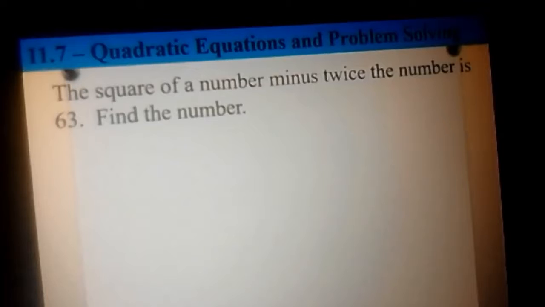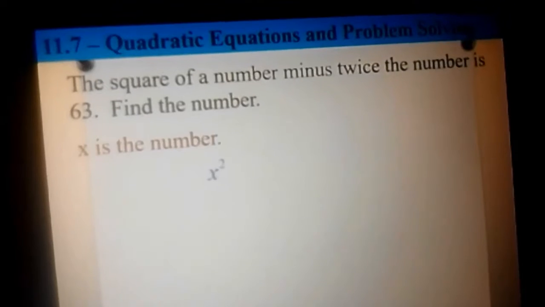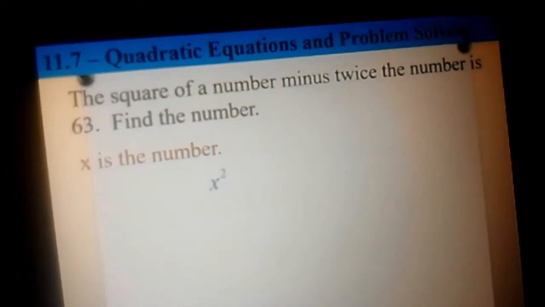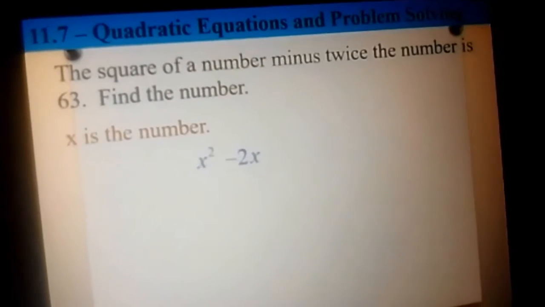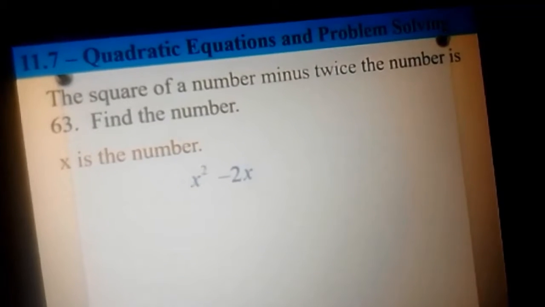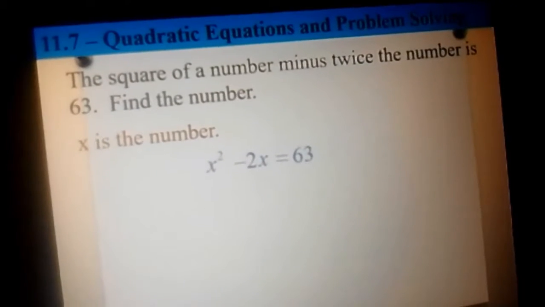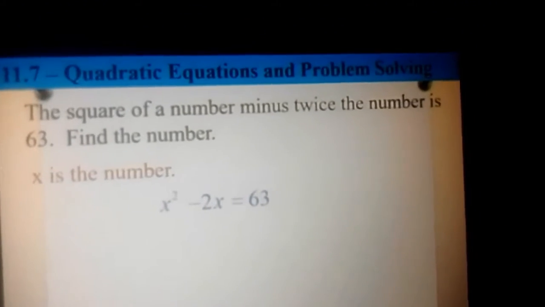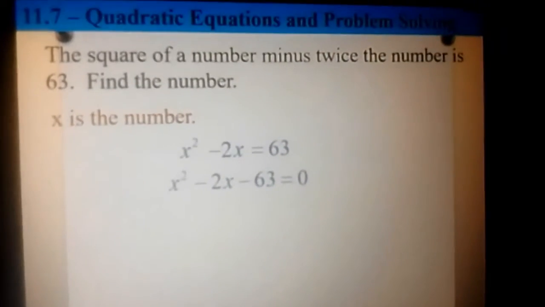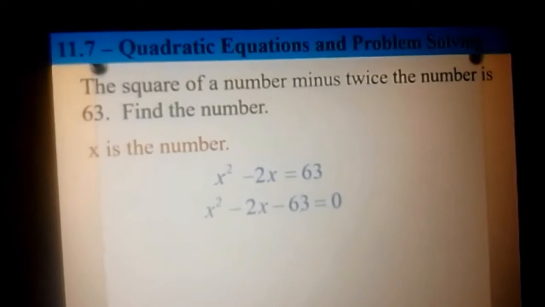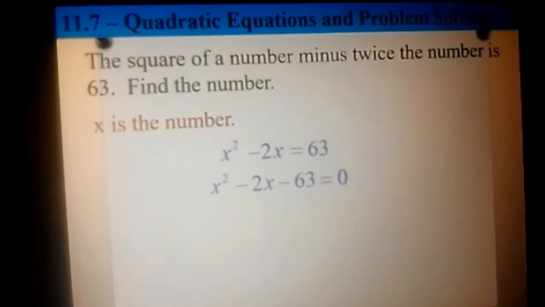So we first let x be the number. Next, the square of a number is x squared, minus twice the number, which is minus 2x. With the word "is," we have the symbol of equal to 63. Simplifying this equation, we have a quadratic equation with the power of 2: x squared minus 2x minus 63 equals 0, which is the standard form of the equation.